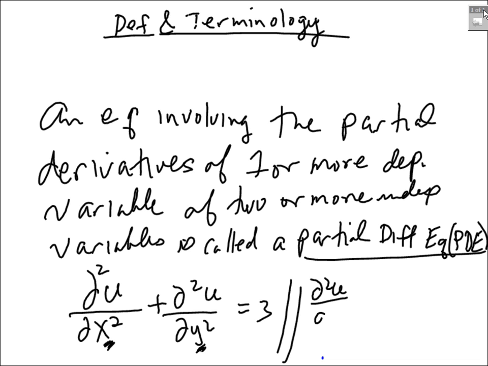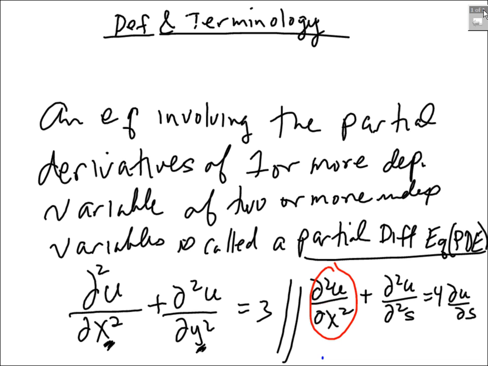Partial squared u, partial squared x, plus partial squared u, partial squared s. This is equal to 4 partial u, partial s. These derivatives are all partial, and they are with respect to two or more independent variables. If there was only one independent variable, then they wouldn't be partial.